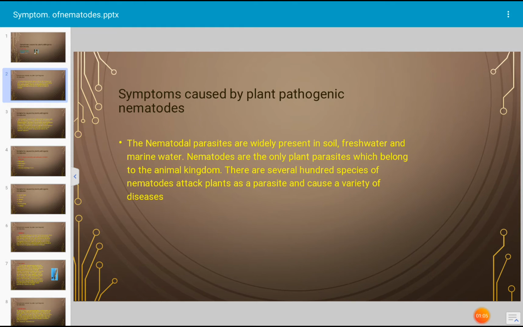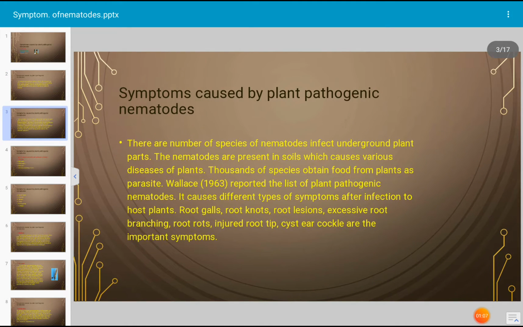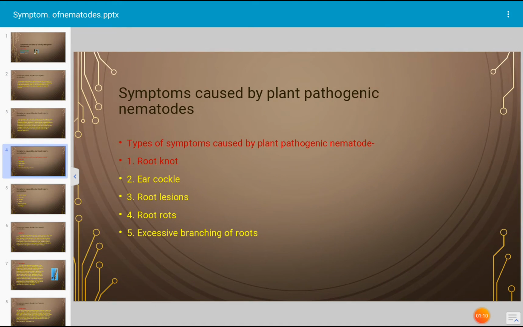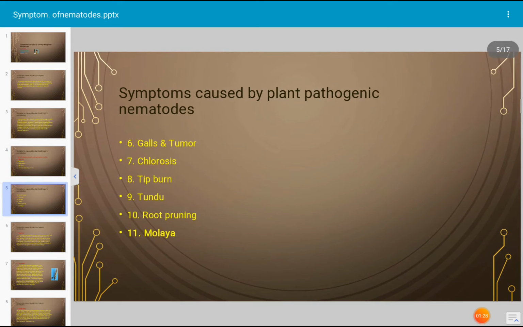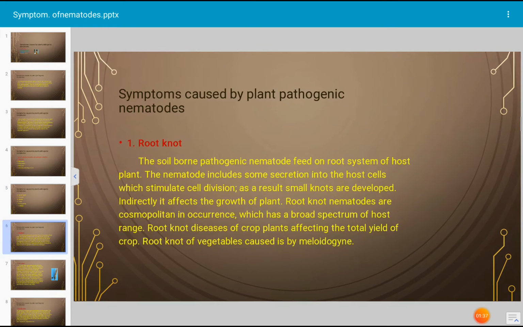The symptoms which are caused by nematodes are ear cockle, root knot, root lesion, root rots, excessive branching of the root, galls and tumors, chlorosis, tip burn, Tundu, root pruning, Molaya. All these are the different types of symptoms which are caused by parasitic nematodes, plant parasitic nematodes. Let us discuss each one.